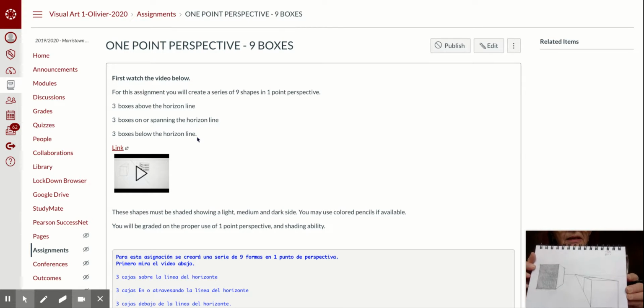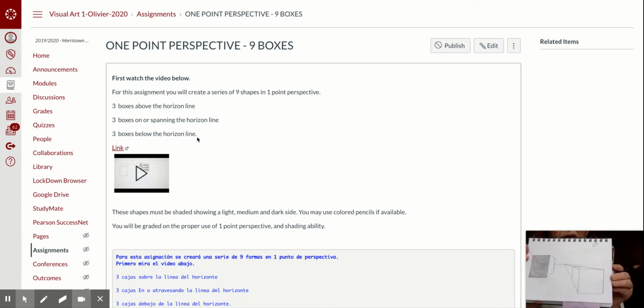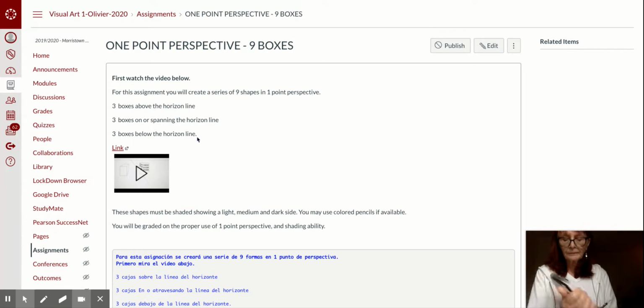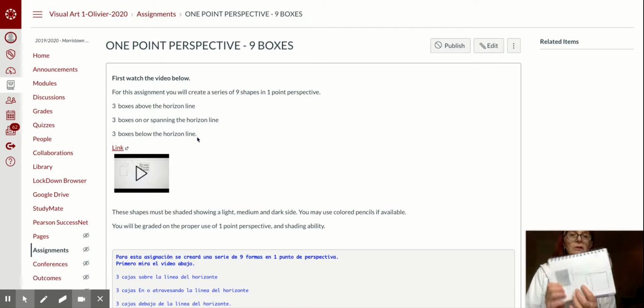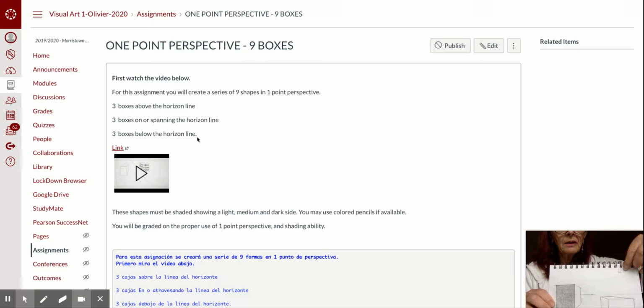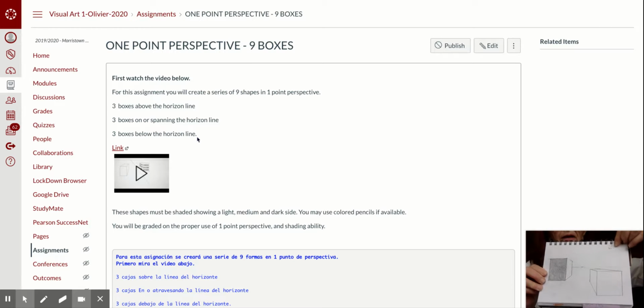Okay, so now we see a box that's below the horizon line. We see the top of the box. We see the side of the box. We see the front of the box. We can erase now the lines that are meeting at the one point. And then you will shade. I'm not going to take the time to shade this. You all should know how to shade this box with the light source coming from the upper left, right?